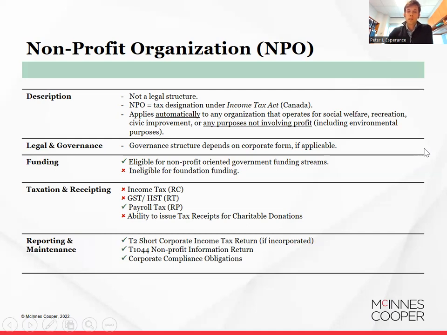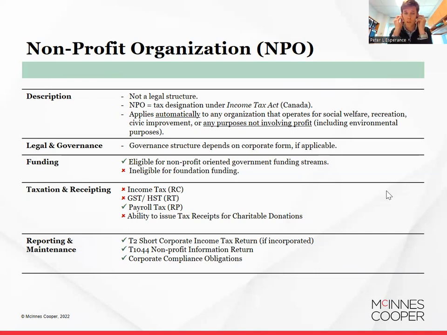And under the Income Tax Act, the nonprofit organization status automatically applies to any organization that operates for, we'll say, a social or community purpose, so long as no part of its profit is available for the personal benefit of any members or directors. So it's a very encompassing designation that can accommodate organizations carrying out lots of social and environmental programming. And normally when you start out, you'll automatically be designated as a nonprofit organization.